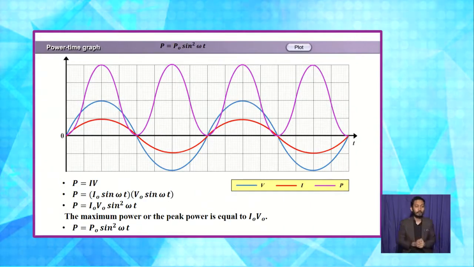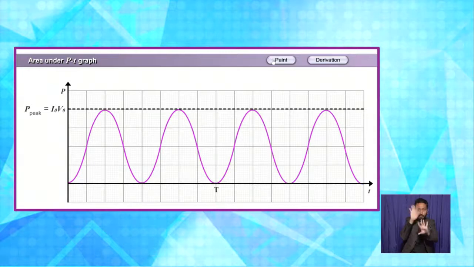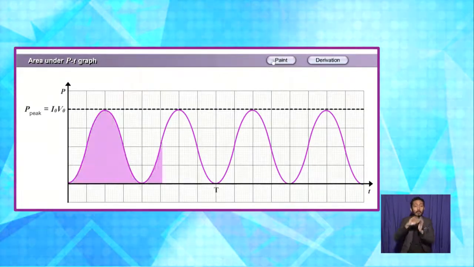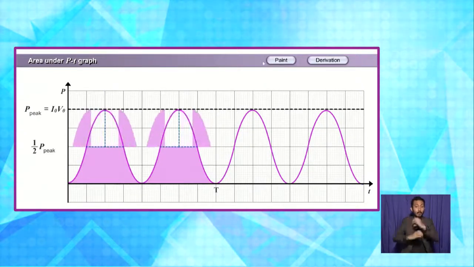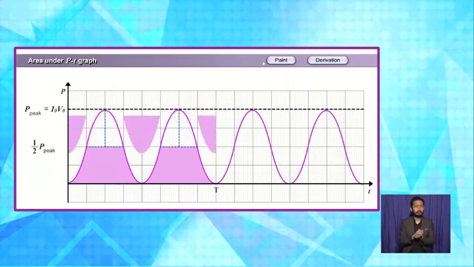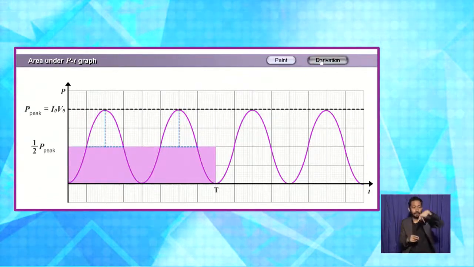From the graph, the shaded region represents the total electric energy dissipated in one cycle. The area of the shaded region can be found by cutting and making it into a rectangle. From the derivations, the average power is equal to V naught squared over 2R.